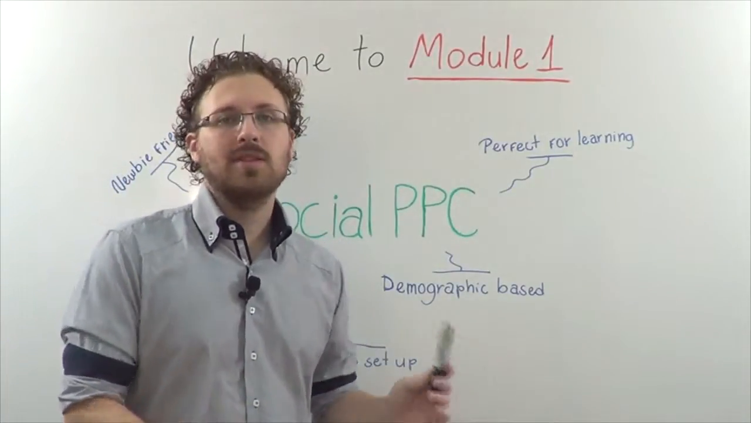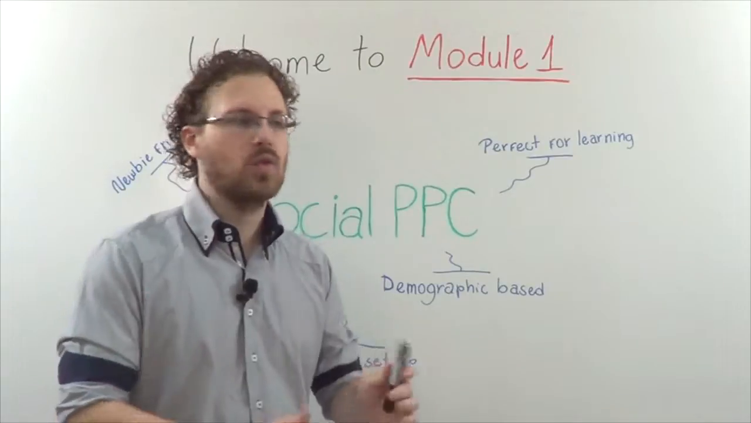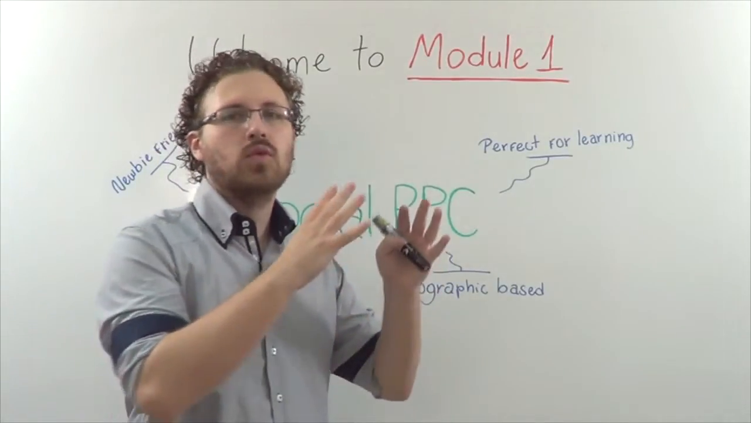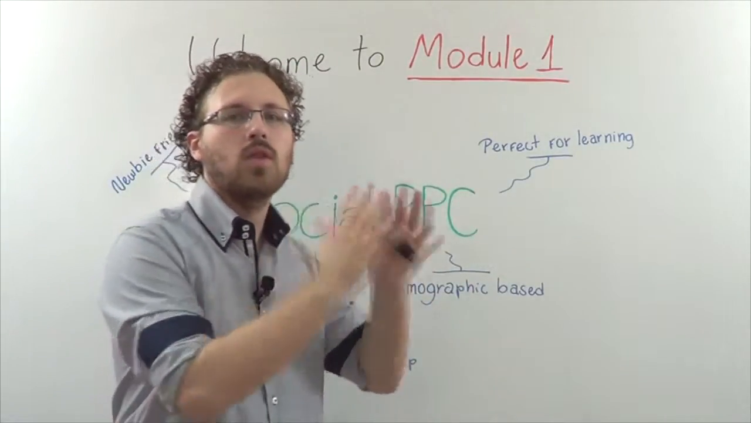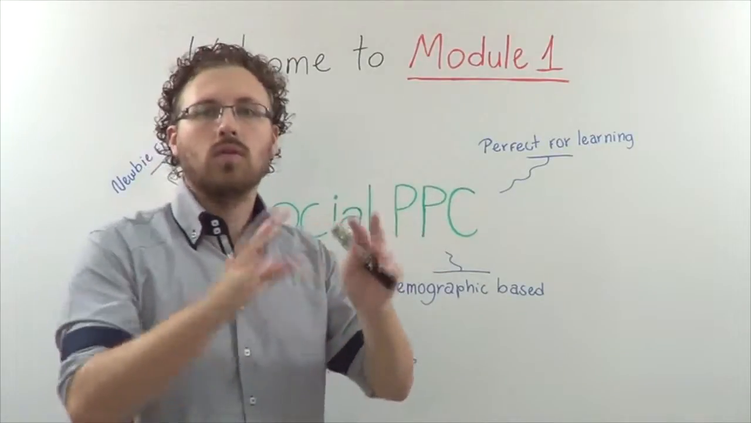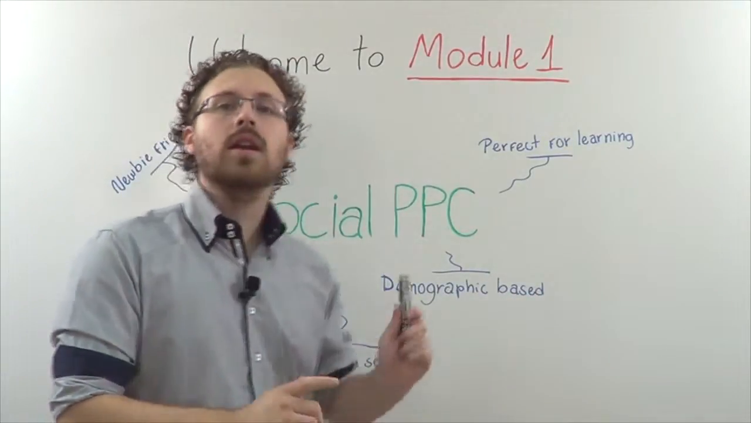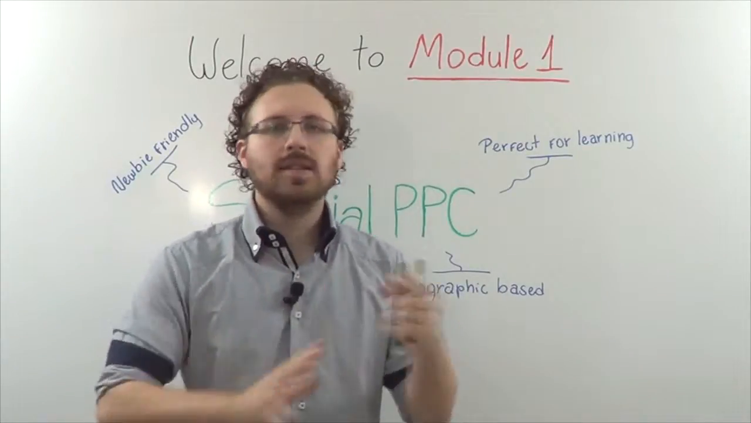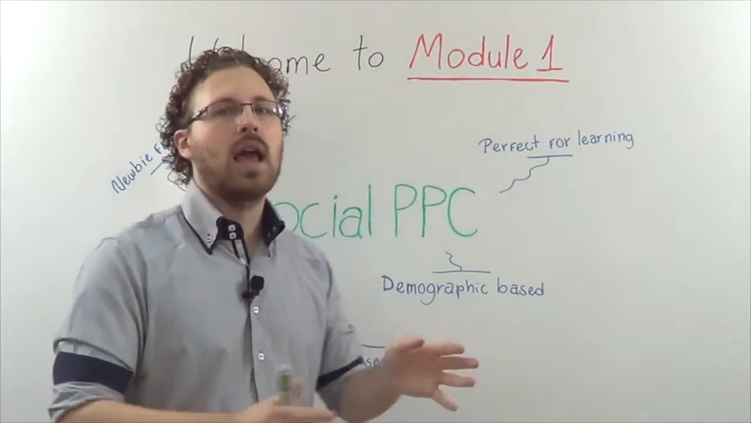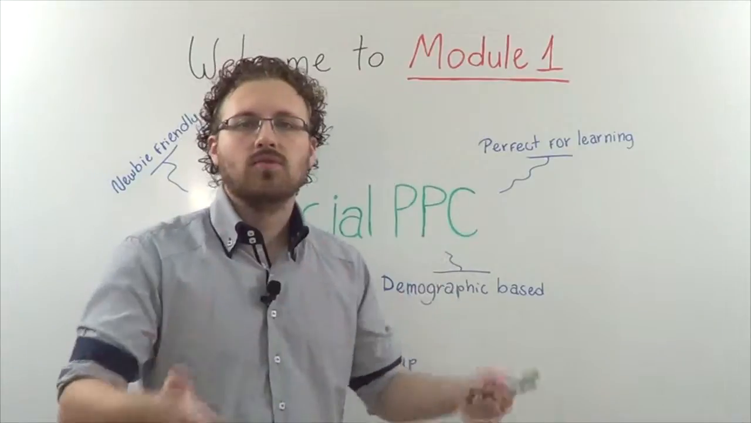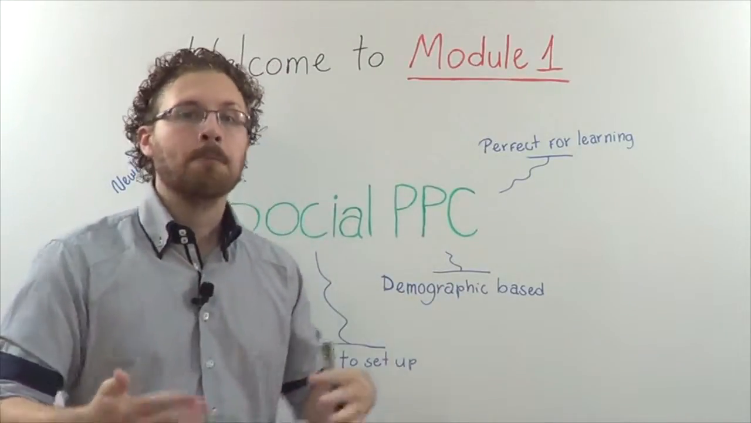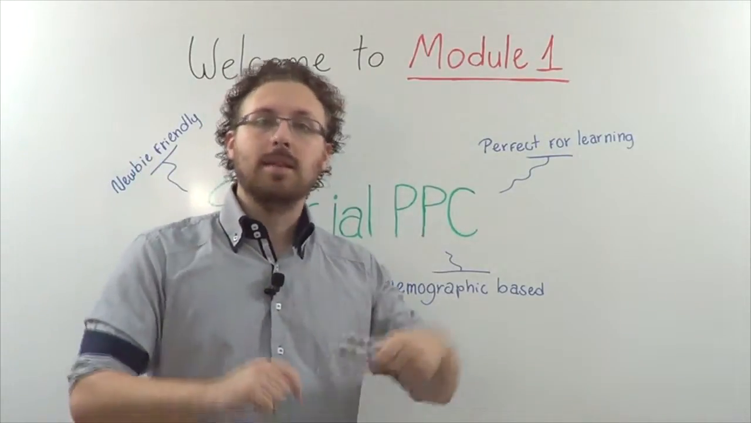Now, with social PPC, you can just go to the platform and specify that you want to target men between 20 and 30 who are living in the US, who are single. You can determine exactly what demographics you're going to be targeting. So you're going to be learning how to work with demographics, but it's not going to be super complex because you're going to have a platform with all the demographics at your disposal. So for this reason, it's a perfect school.